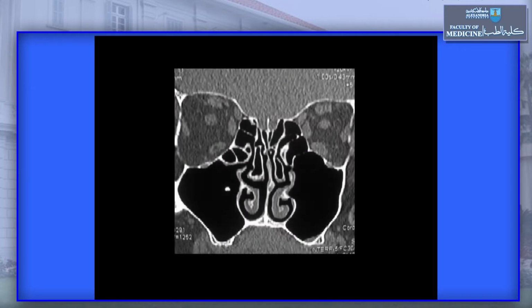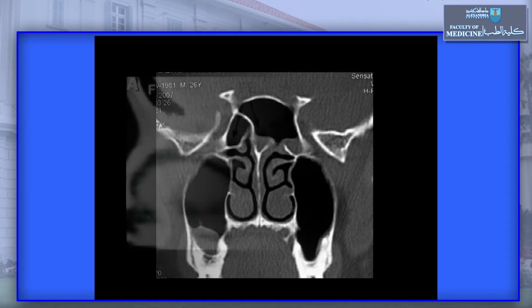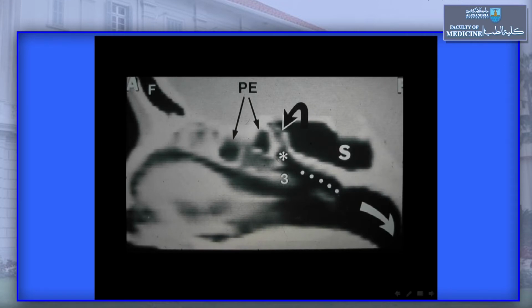More posteriorly, we can see the posterior ethmoids that drain into the superior meatus under the superior turbinate. More posteriorly, we can see the sphenoid sinus, which drains into a space in the most posterior part of the nasal cavity that is termed the sphenoethmoidal recess. This is the sphenoid, this is the posterior ethmoid, and this space in front of the front face of the sphenoid is the sphenoethmoidal recess.